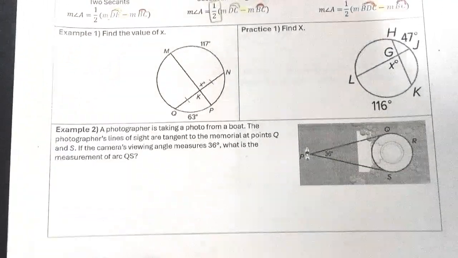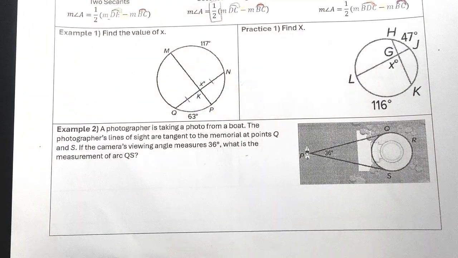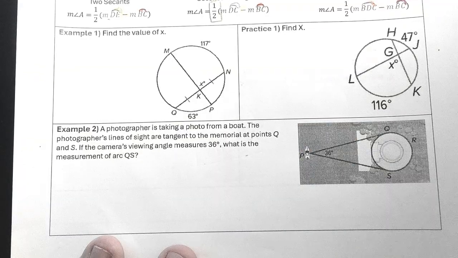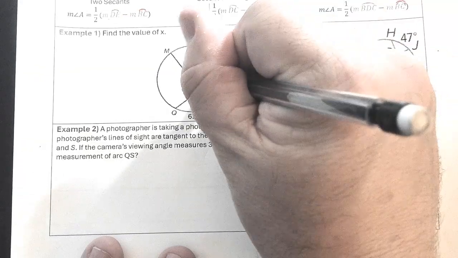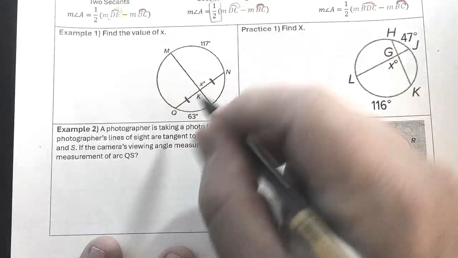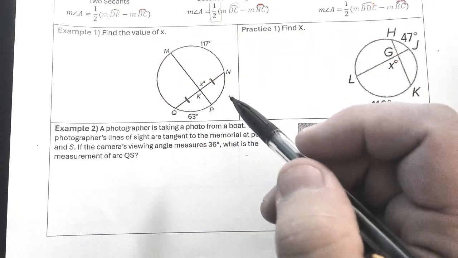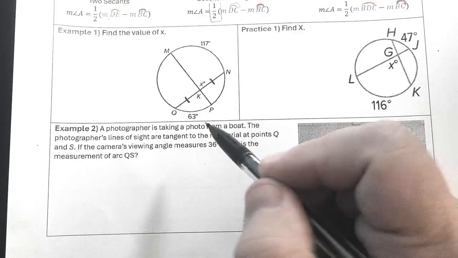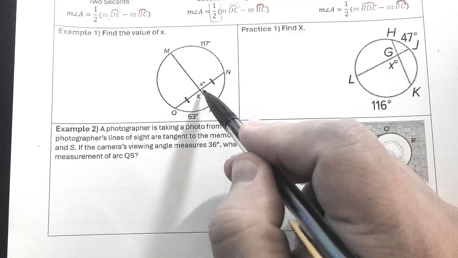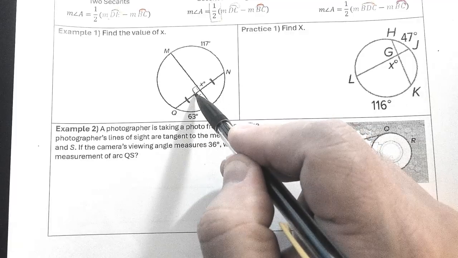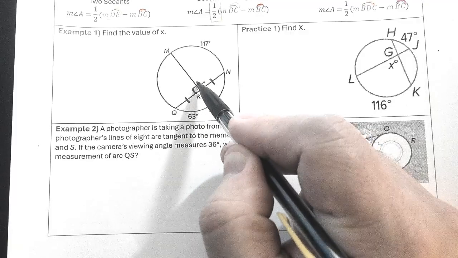All right, so example 1, let's find the value of x. So we don't have to plug anything in. We're just going to find x and go on. All right, so this shows us that these two guys are congruent. Now, we learned, I want to say it was 10.3, it could have been 10.2, that if a chord is bisected by the diameter, then it's going to be perpendicular.